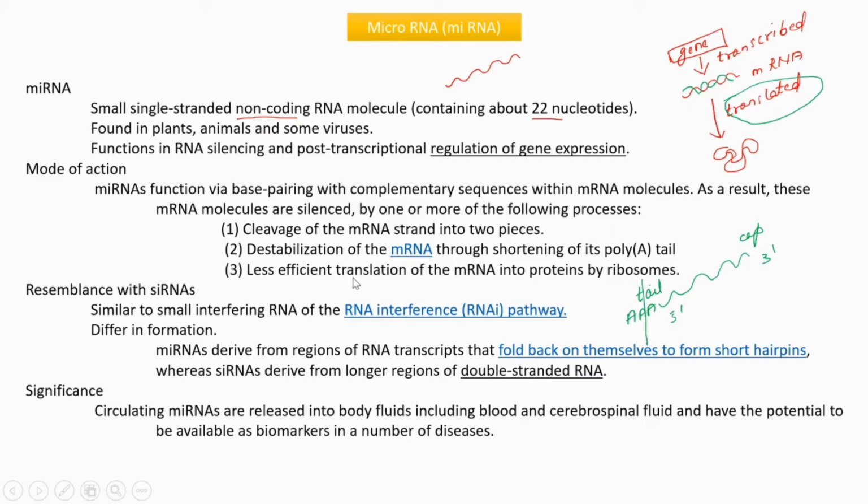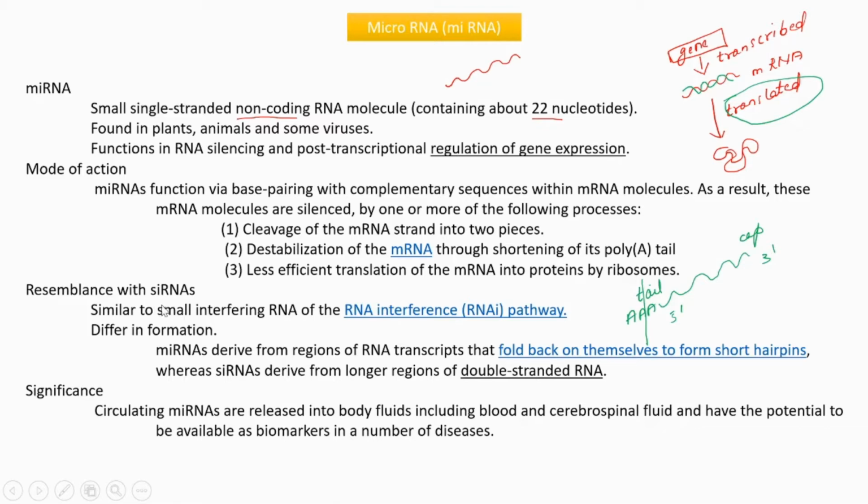And the other method is that it upsets the translation. It affects the translation of that mRNA, the step where the corresponding protein is formed by the ribosome. These three ways it regulates the expression of a gene. That's the mode of action. And miRNA somewhat resembles siRNA.